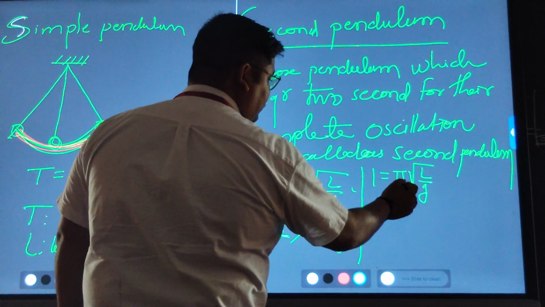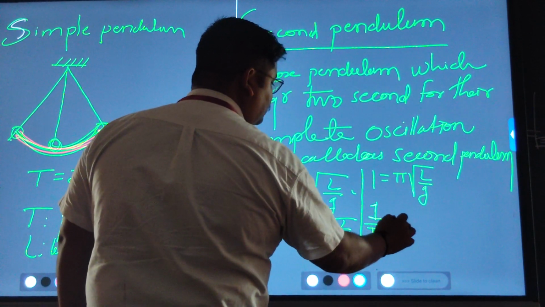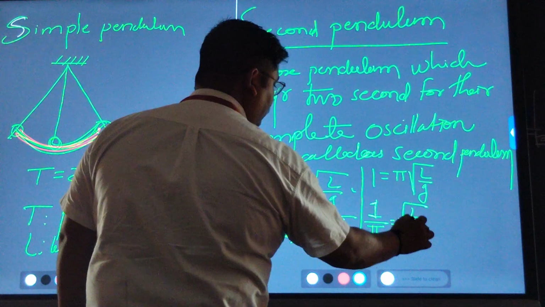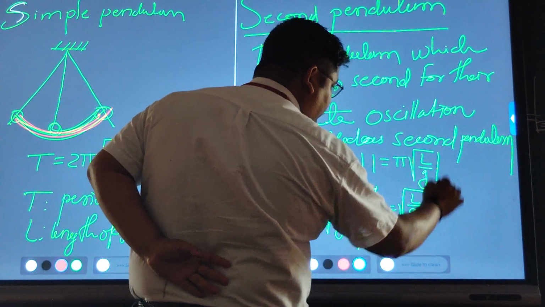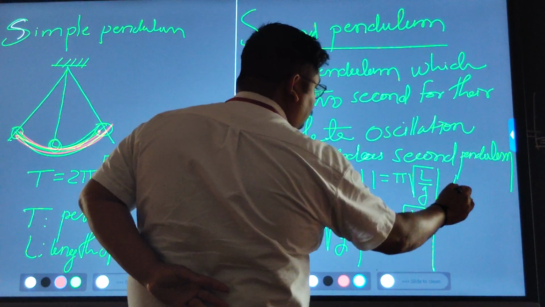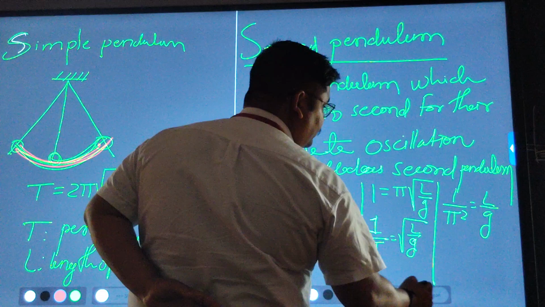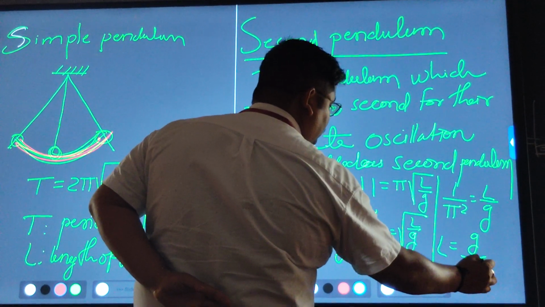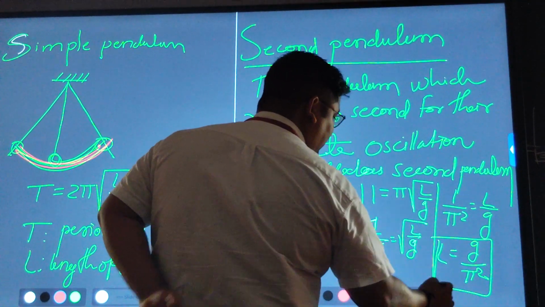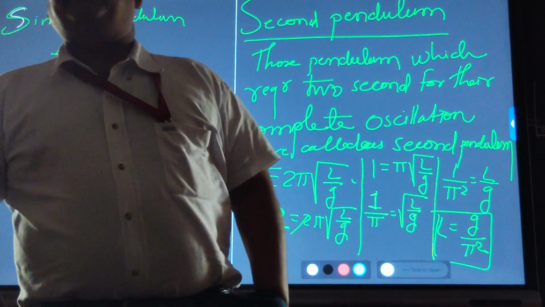So my dear, यहाँ पे pi multiplied में तो क्या होगा? डिवाइड होगा. तो 1 by pi is equal to under root L by G. So my dear, यहाँ पे रूट है तो इधर आके स्क्वायर हो जाएगा. बोले तो 1 by pi square is equal to L by G. बोले तो L equal to G upon pi square. This is the length of the second pendulum. Are you getting this one?